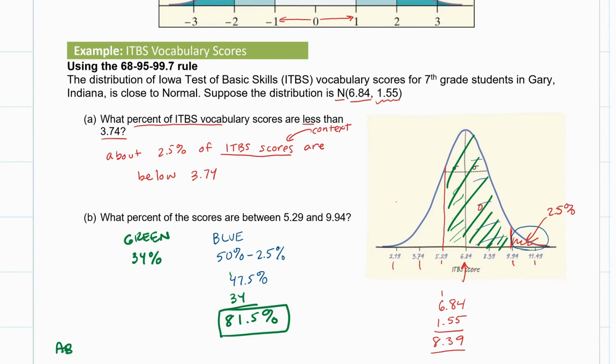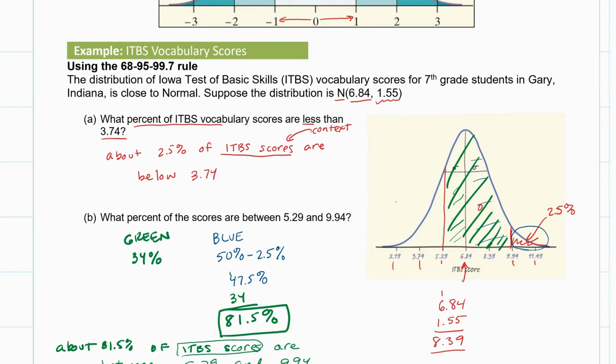About, not exactly, because these are approximates, about 81.5% of, let's add context, ITBS scores. Gosh, I need a thinner marker. Let's try this. That's the thicker marker. There we go. Scores are between, what is it, 5.29 and 9.94. And I'm modeling, again, the way I want the answers on our quizzes and tests, including context.